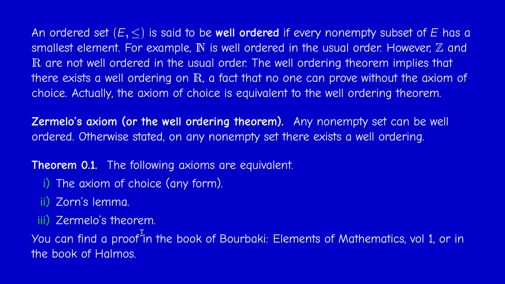And I think that you already know this. In principle, you should know this from courses in algebra, okay, where we use Zorn's lemma a lot, more than the well-ordering theorem. Okay, so all I wanted to say in this video is that the axiom of choice is equivalent to Zorn's lemma.